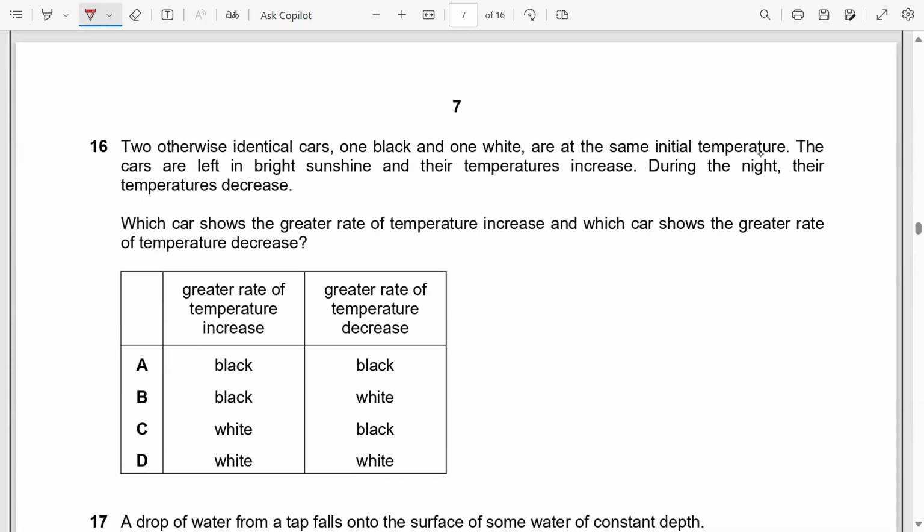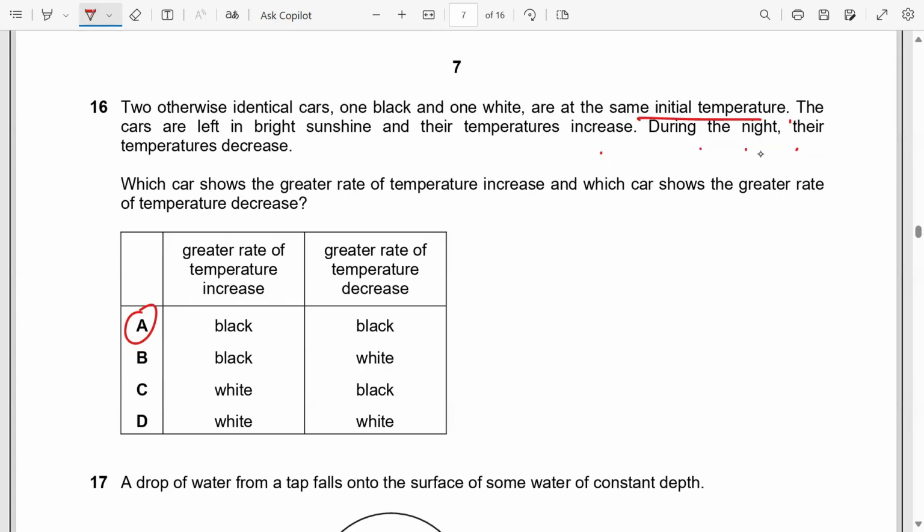Question 16. Same initial temperature. The car is left in bright sunshine and their temperature increases. During the night, their temperature decreases. Which car shows the greater rate of temperature change? The answer is black is a good absorber and black is also a good emitter as well.